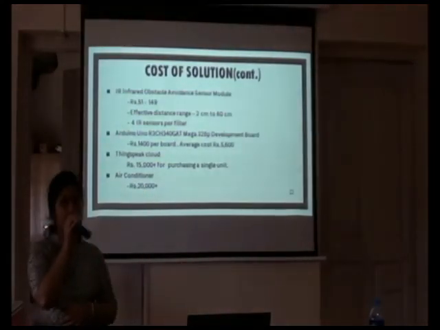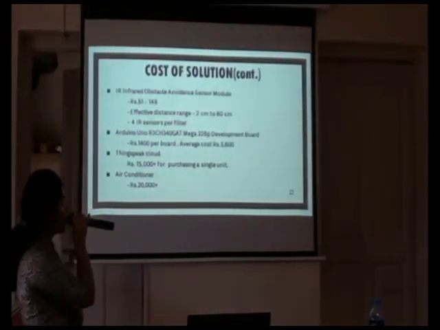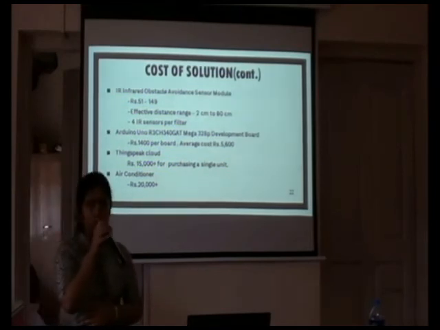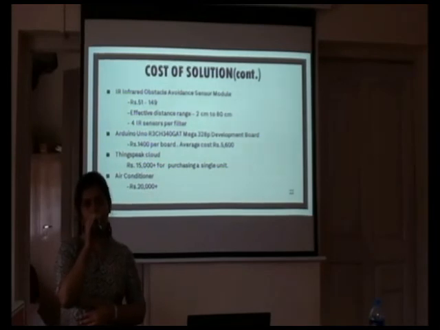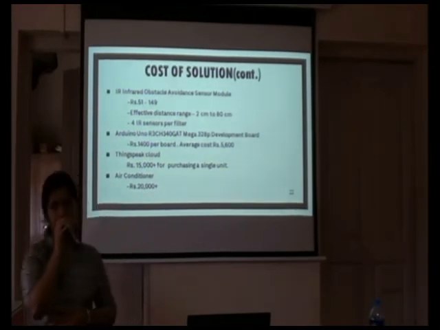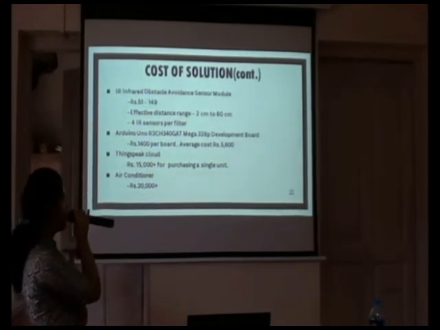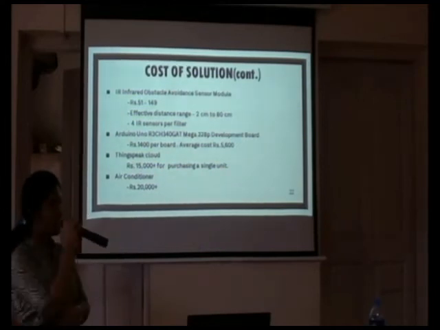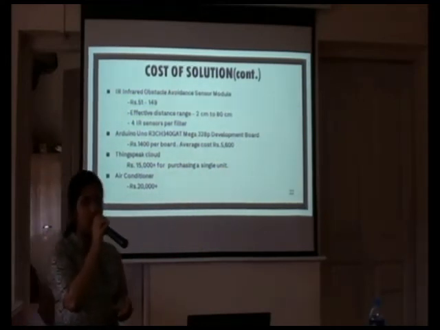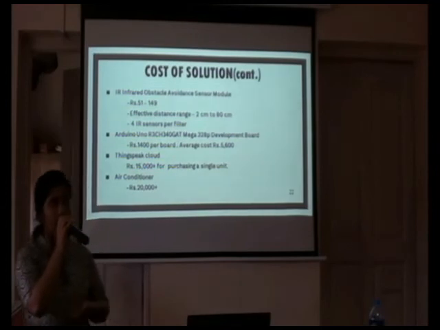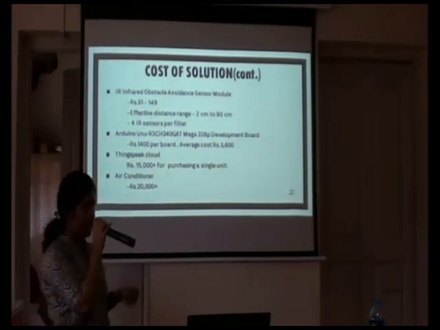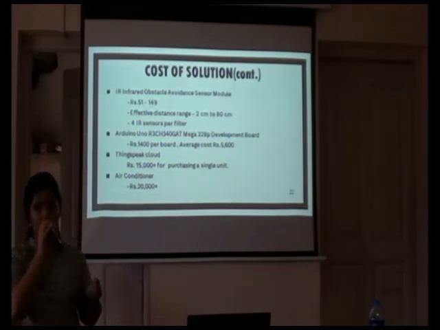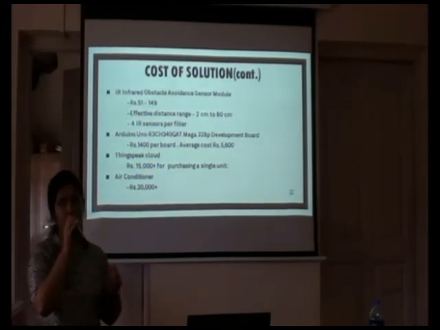The next component is the IR infrared obstacle avoidance sensor module. Its cost varies from rupees 51 to rupees 149. The effective distance range is 2 centimeters to 80 centimeters. Since there are 2 filters, namely the indoor filter and the outdoor filter, we require a total of 8 IR sensors.